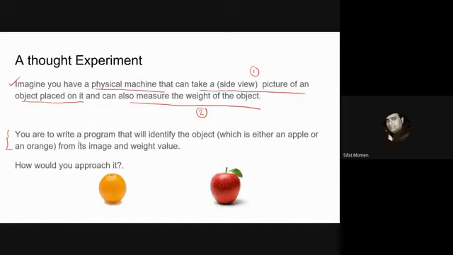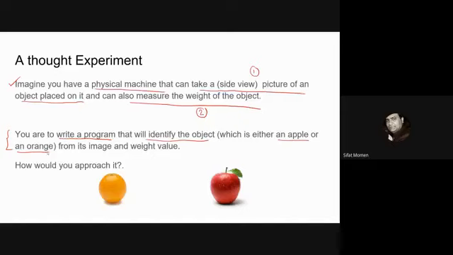Now, what is your objective? Your objective is to write a program. And what will the program do? It will identify the object that we placed on this particular machine. Let me make it a little easier for you. I'm not going to place just any object. I'm going to place either an apple or an orange on this machine.